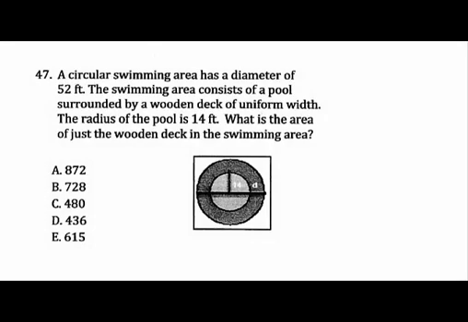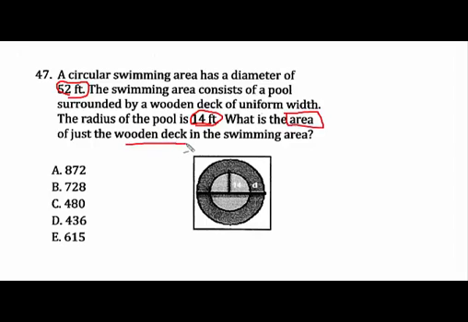Let's have a look at the answer for problem number 47. Problem 47 reads, a circular swimming area has a diameter of 52 feet. The swimming area consists of a pool surrounded by a wooden deck of uniform width. The radius of the pool is 14 feet. What is the area of the wooden deck?